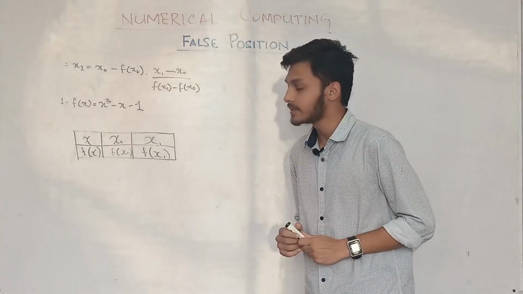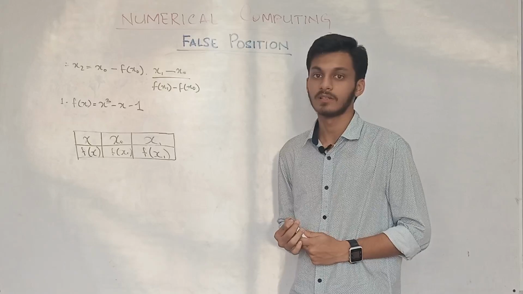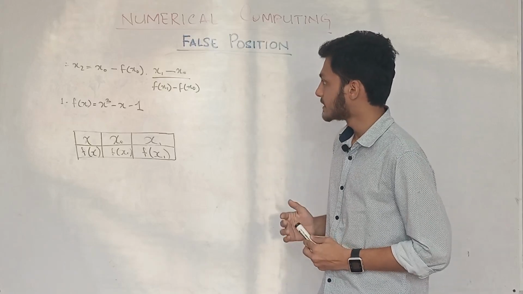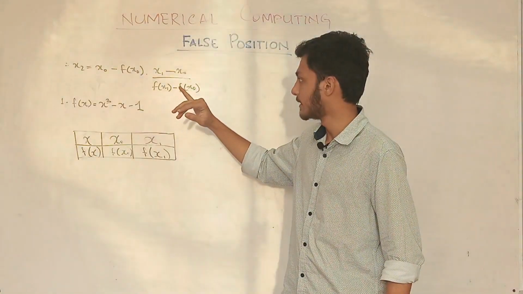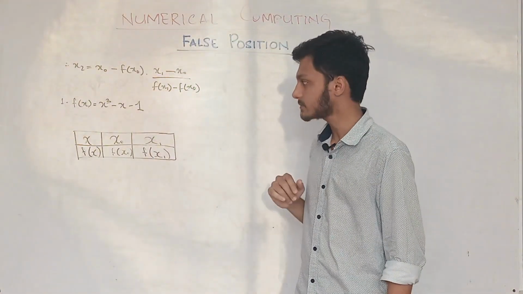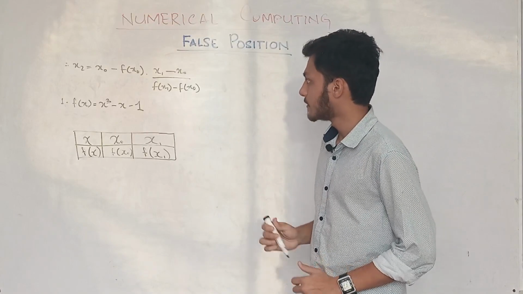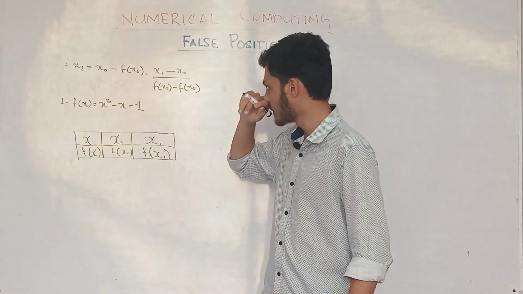Now, this method is also very similar to the method that we explained before, which is the secant method. The only difference is that the values of x2, x1 and x0 are determined by their signs instead of shifting. So first of all, we will use this formula for determining the root.